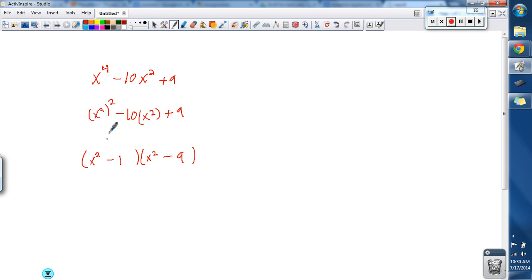So just to check to make sure, x squared times x squared gets us the x to the fourth. X squared times negative 9 gets us a negative 9x squared. And the negative 1 times x squared gets us a negative x squared. And the negative 1 times negative 9 gets us a positive 9. So if I combine like terms, that would get us back to this original. That tells us that this is the correct factored form.